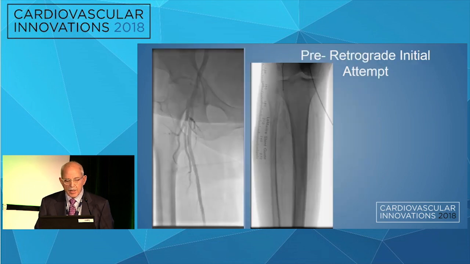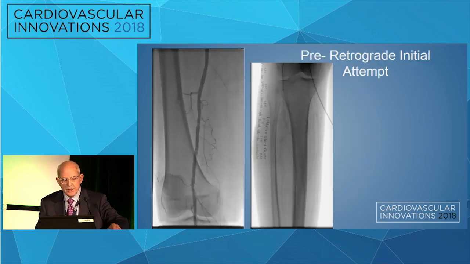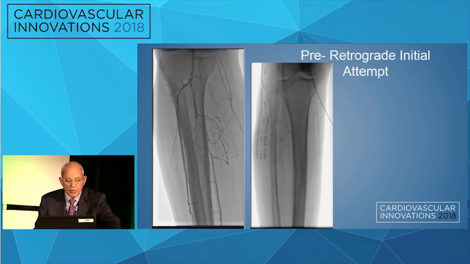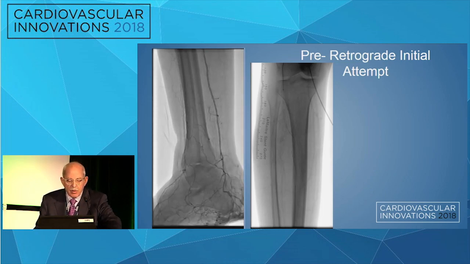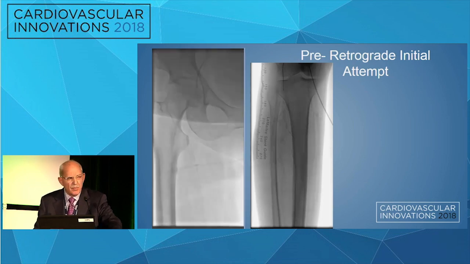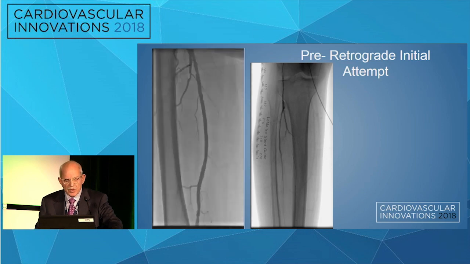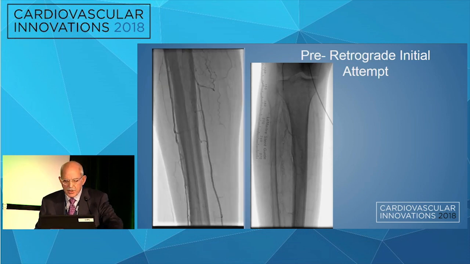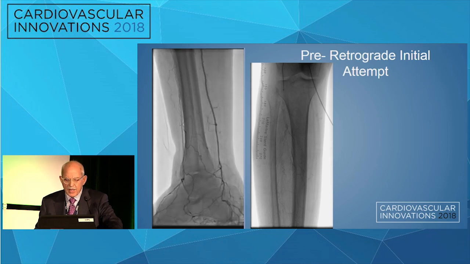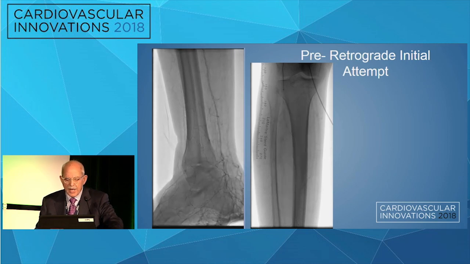This was an initial attempt where you can see the short segment occlusion of a posterior tibial artery that we were trying to establish to get flow all the way into the foot. This patient happened to have a heel ulcer that wasn't healing. You can see the other frame. You can see we're trying to come down from above. We can't get through. We're in a collateral.